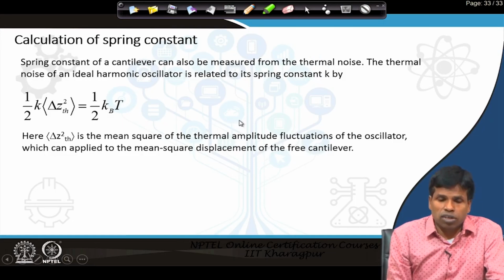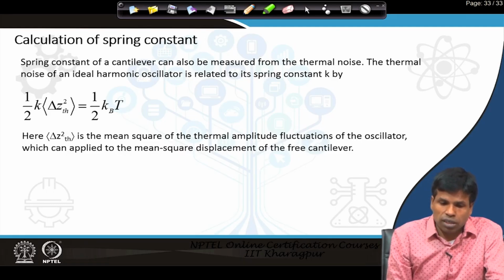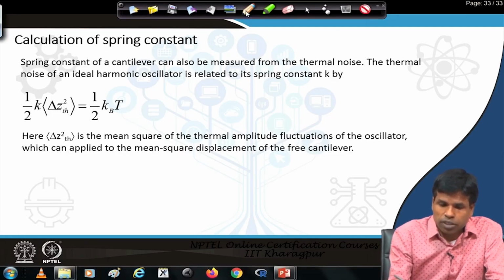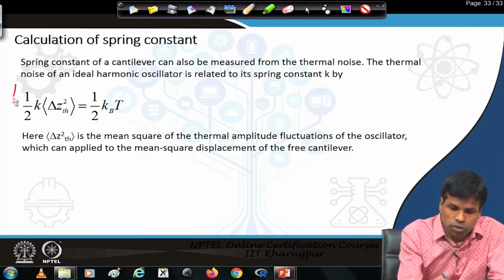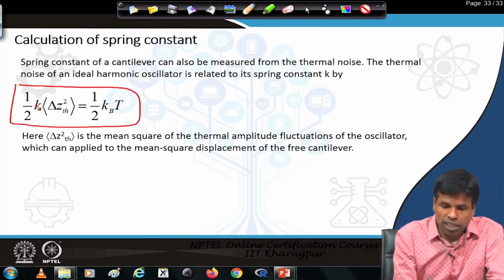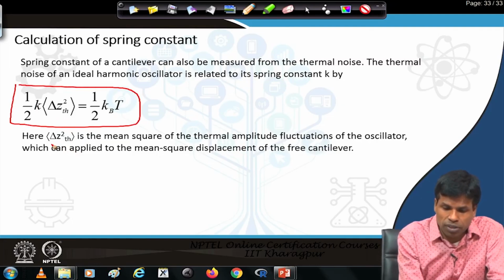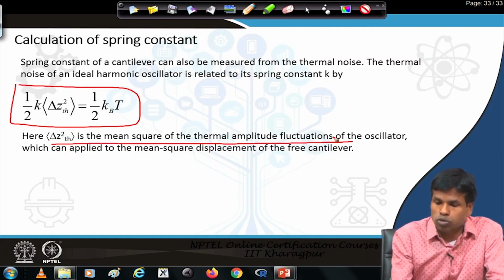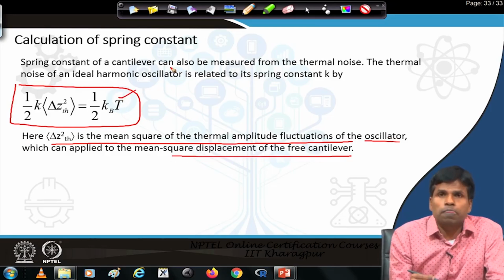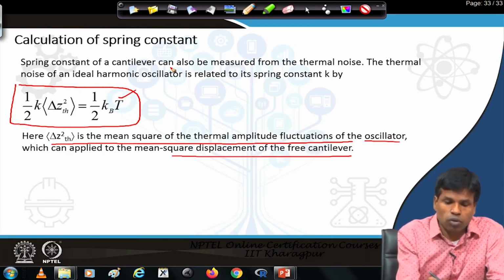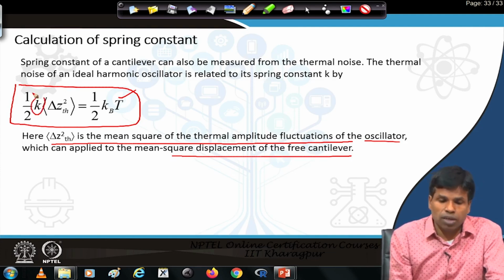There are other ways to calculate the spring constant. One can calculate it by the thermal noise method. The thermal noise of an ideal oscillator is related to the spring constant by this equation, where K is the spring constant and delta Z thermal, T for thermal, is the mean square of the thermal amplitude fluctuation of the oscillator. Here the oscillator is the cantilever, so one can measure the displacement of the free cantilever at a particular temperature, and from that measure the spring constant. So the spring constant can be calculated by the thermal method.